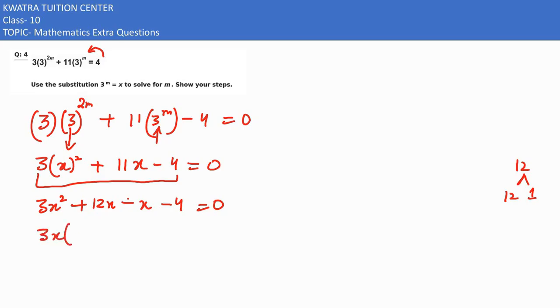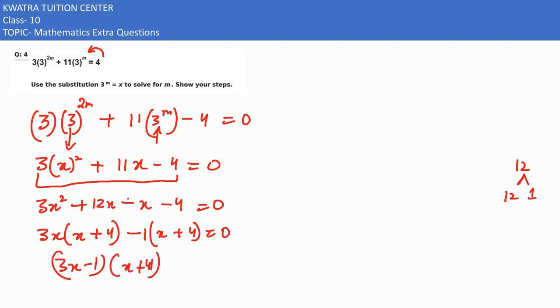Now I can take 3x common और पहले वाले के पास क्या बचा, x plus 4 is there, minus 1 is there, x plus 4 is there equals 0. So you have two factors now, 3x minus 1 हो गया और दूसरा आपका x plus 4 हो जाएगा. Make it equal to 0. So you would get the two roots. x की वैल्यू x से आएगी 1/3 और दूसरे से x की वैल्यू आएगी -4.